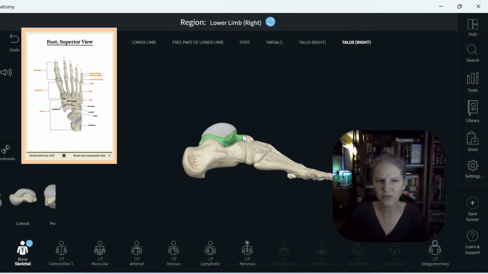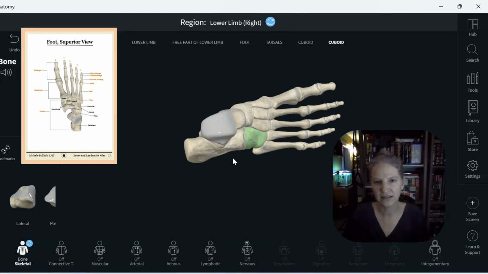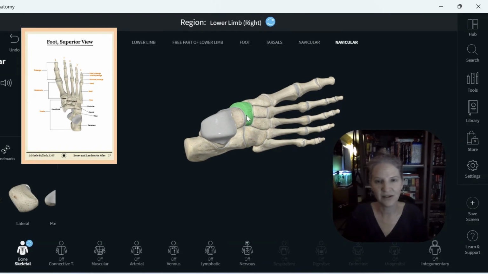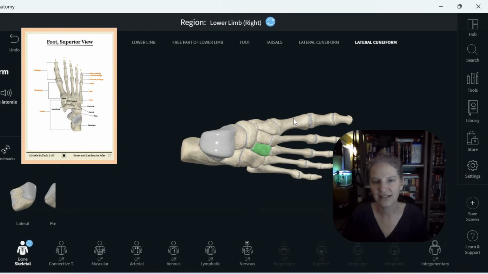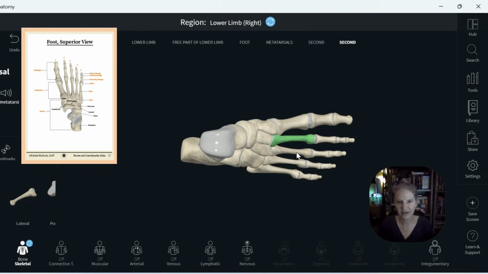How many carpal bones did we have in our hand? We had 8 carpal bones, and we have 4 tarsal bones. We start with the talus, calcaneus, cuboid, and navicular. Oh, then we got these, so that's 7. I lied. There's 7 because we have the cuneiforms: medial, intermediate, and lateral. And then over here we've got the first metatarsal, second, third, fourth, fifth. Those are the metatarsals that are inside your foot, just like your palm.